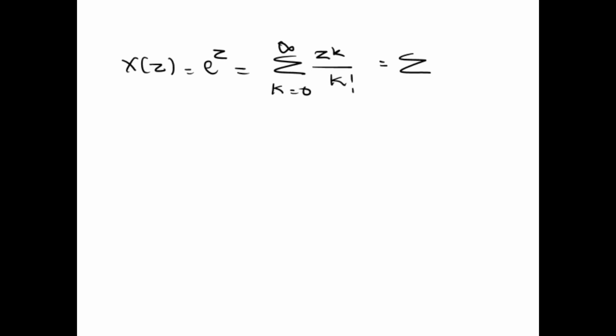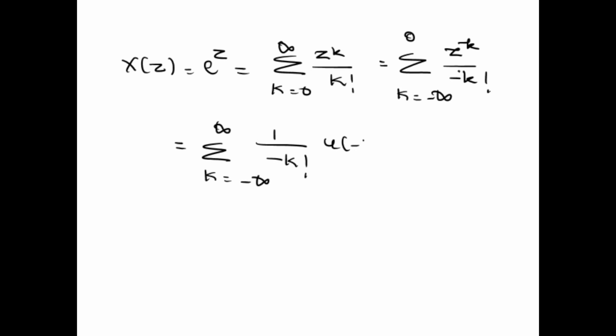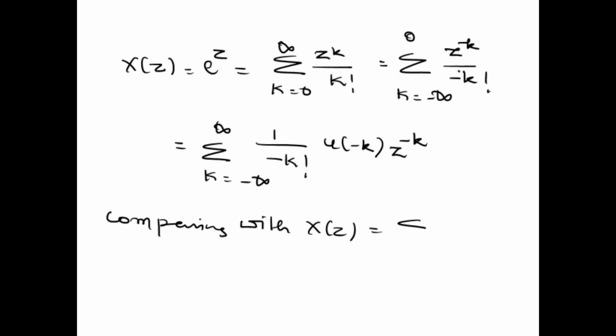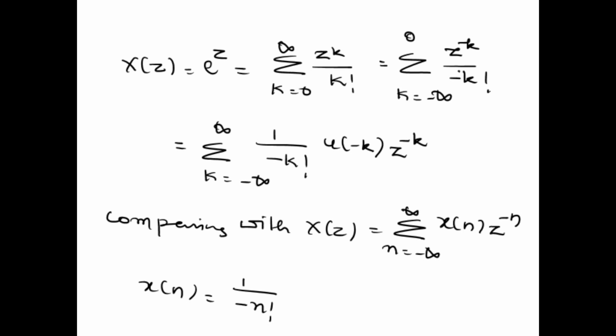Then x of z is equal to e power z, which is equal to summation k is equal to 0 to infinity z to the power k divided by k factorial, which is equal to summation k is equal to minus infinity to 0. I can write z to the power minus k divided by minus k factorial, or summation k is equal to minus infinity to infinity 1 divided by minus k factorial into u of minus k into z to the power minus k. Comparing with x of z equal to summation n is equal to minus infinity to infinity x of n into z to the power minus n, we get x of n is equal to 1 divided by minus n factorial into u of minus n.